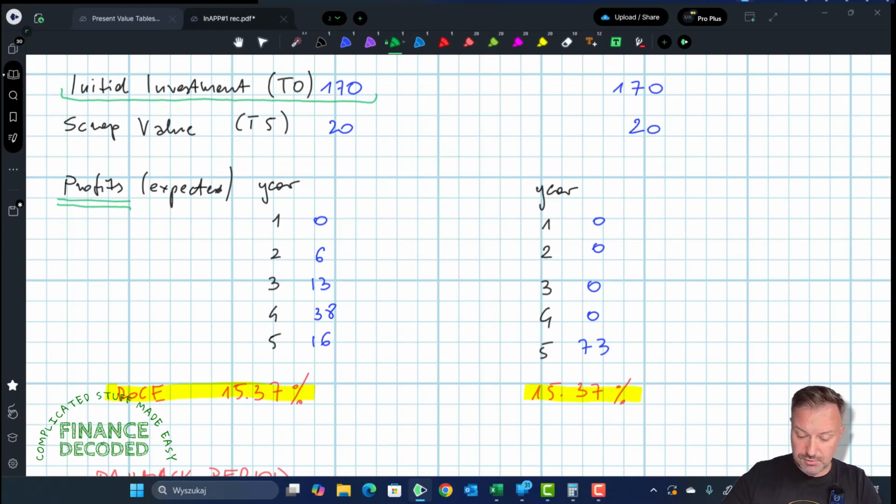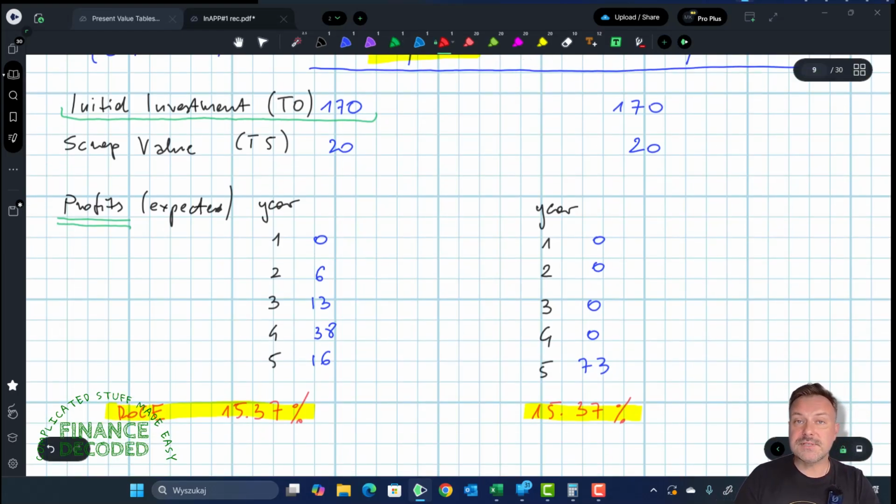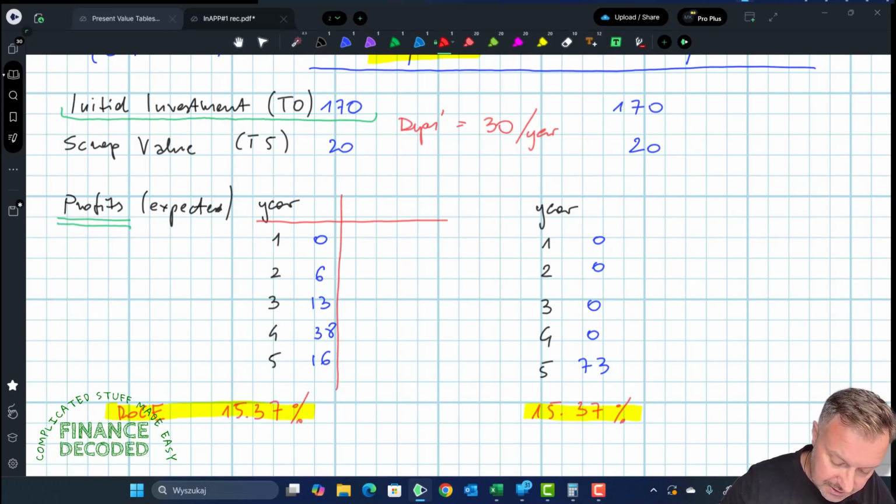So for both projects, it's going to be fairly easy to convert those profits into cash flows, because what needs to be done is just the depreciation needs to be added. Depreciation is the same in both cases. You should be familiar with the numbers. You know that the depreciation in both cases equals 30,000 euros per year. And that's something that needs to be done. So here we've got profits. I'm adding depreciation, and I can calculate the project operating cash flow.